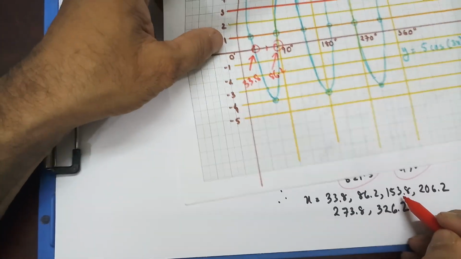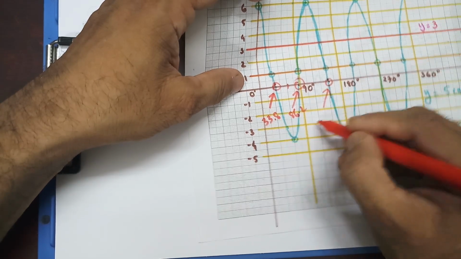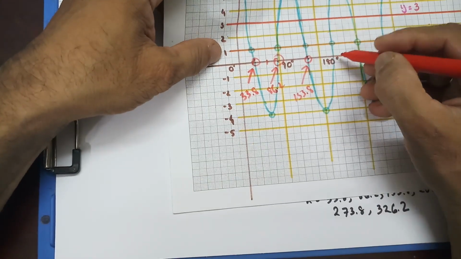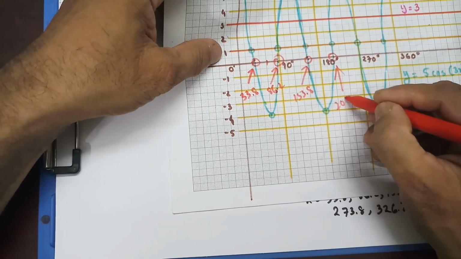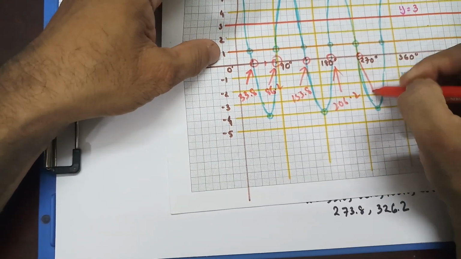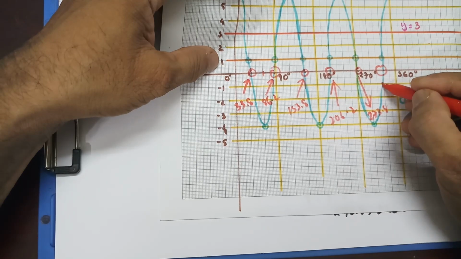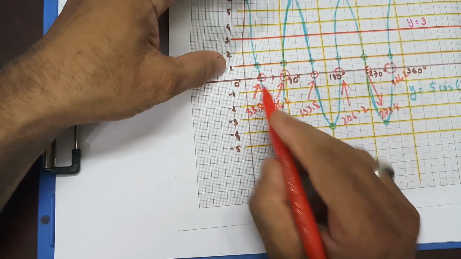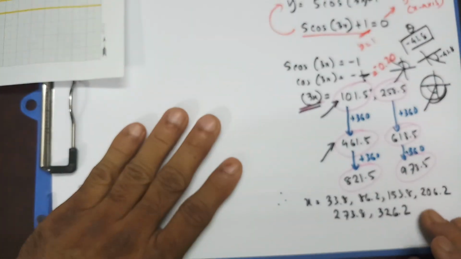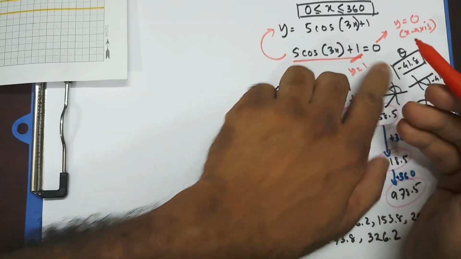That's gonna be 86.2, and then 153.8. This is going to be 153.8. Then 206.2, and that value is over here, 206.2, and this one would be 273.8, and lastly this one is going to be 326.2. 1, 2, 3, 4, 5, 6. There are 6 values. Okay, so here you go. This is the solution of this trigonometric equation 5 cos 3x plus 1 equal to 0.